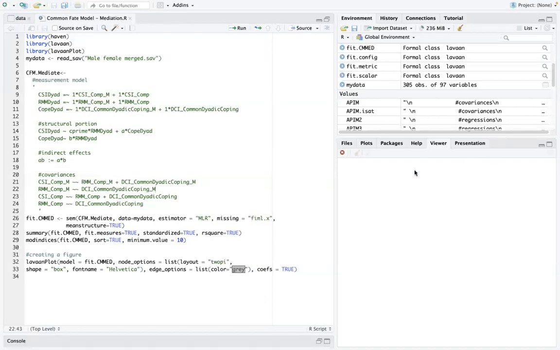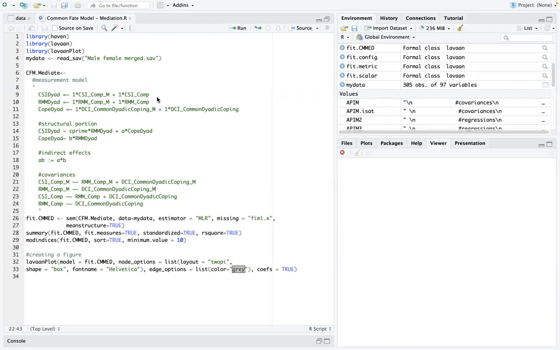Hello, everyone. In this video, I will be going over the common fate mediational model. I have posted several other videos examining the baseline common fate as well as the common fate with individual parameters. If you haven't already watched those, they may be of help before jumping into this video that is covering mediation using the common fate model.